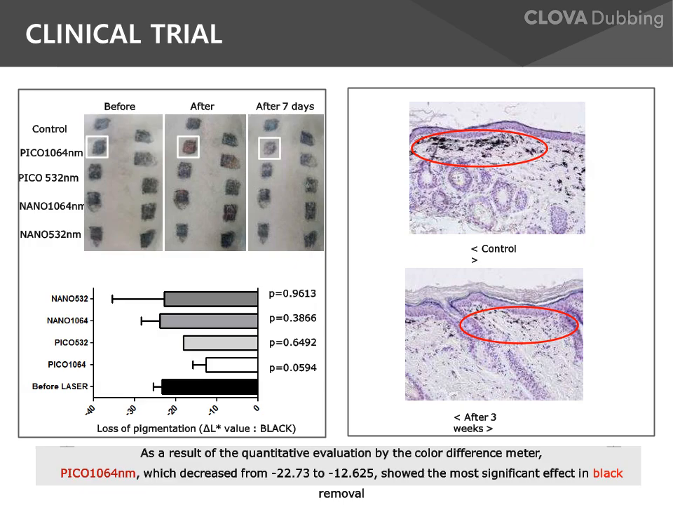When examining nanosecond and picosecond lasers using wavelengths of 1064 nanometers and 532 nanometers as depicted in the figure, it is evident that the picosecond laser at 1064 nanometers achieves significantly better pigment treatment. This is due to the optimal combination of the 1064 nanometers wavelength, which has high absorption by black pigments, and the short pulse duration characteristic of picosecond lasers, resulting in the most effective outcome.